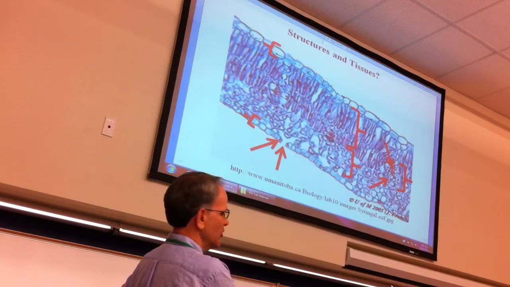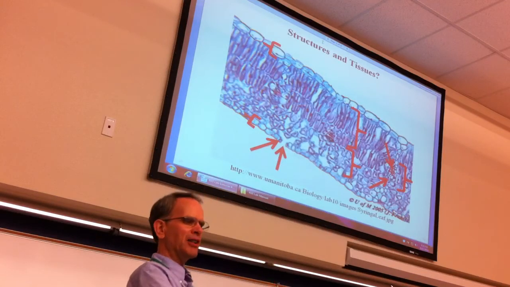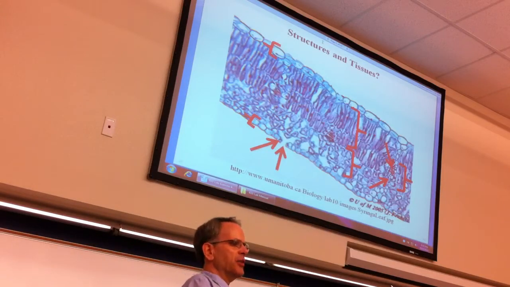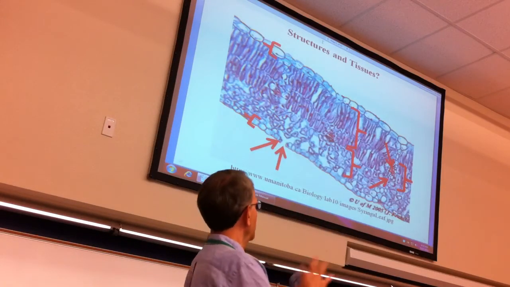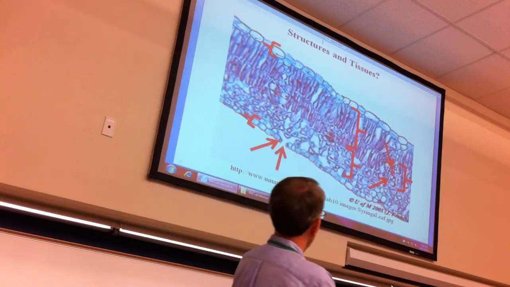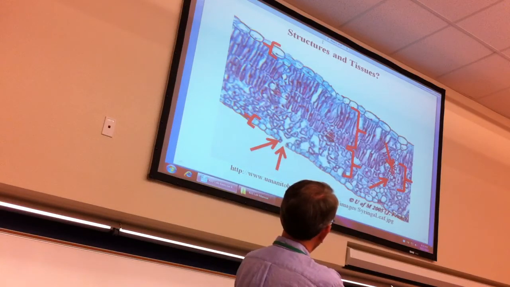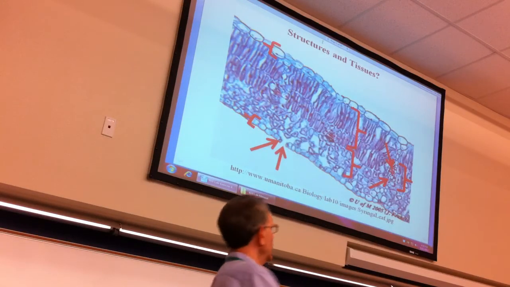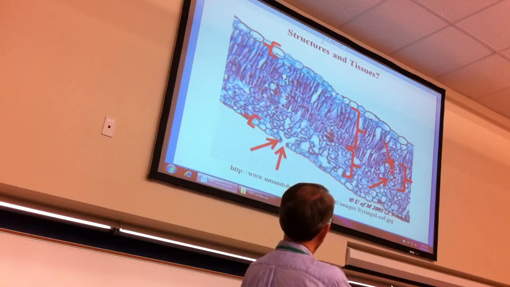Palisade, and this portion is spongy. Now some leaves have palisade and spongy. Some leaves have spongy only. I don't know of any leaves that have palisade only. Reasons for that, we're getting to. What is the name for this structure at the bracket from there to there? That's a vascular bundle.